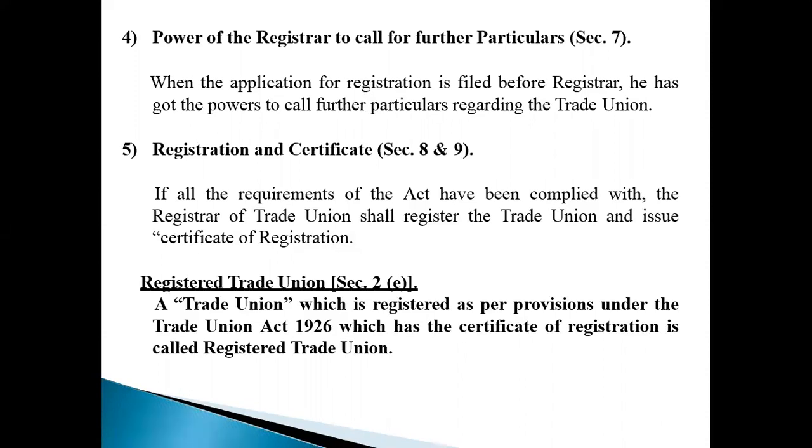guidelines, right? Then registered trade union, section 2E: a trade union which is registered as per provisions under the Trade Union Act 1926, which has the certificate of registration, is called a registered trade union. So under section 2E, once this particular trade union is registered and they have got the certificate of registration, then this trade union is called a registered trade union, right?